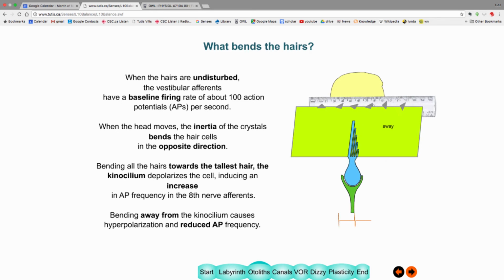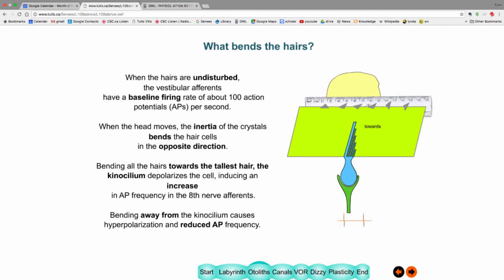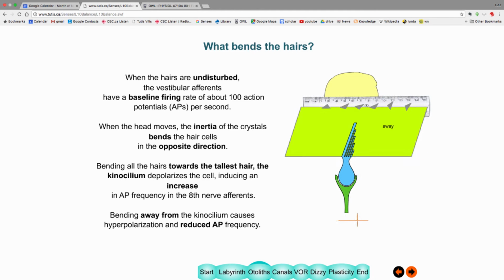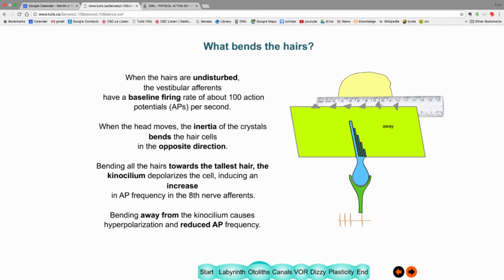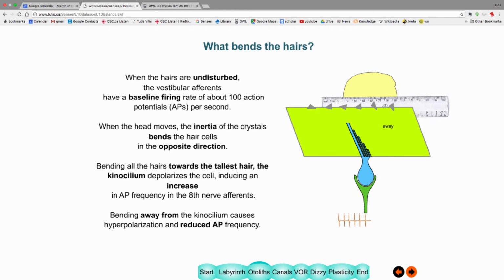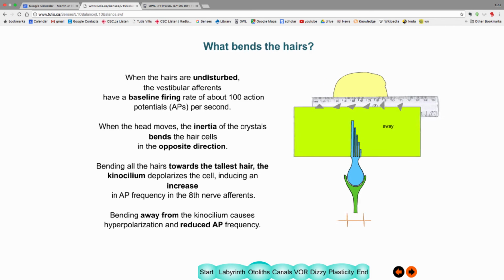Now, these hair cells get activated whenever you move backwards or forward. So when the hair cell bends in this direction, you've got a high frequency of activation. When the hair cell bends in that direction, everything closes, and you've got a low frequency of activation in this eighth nerve.